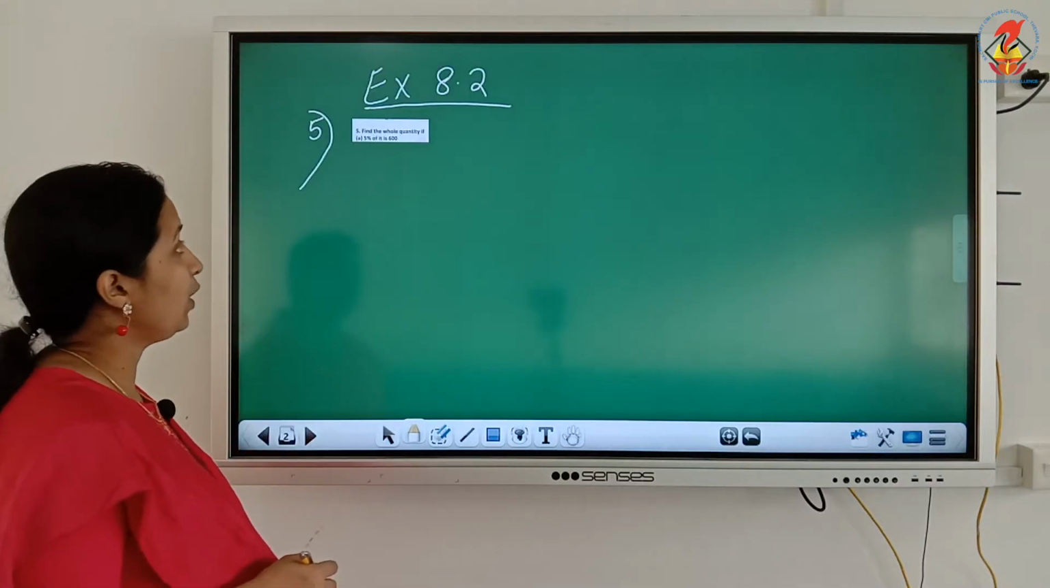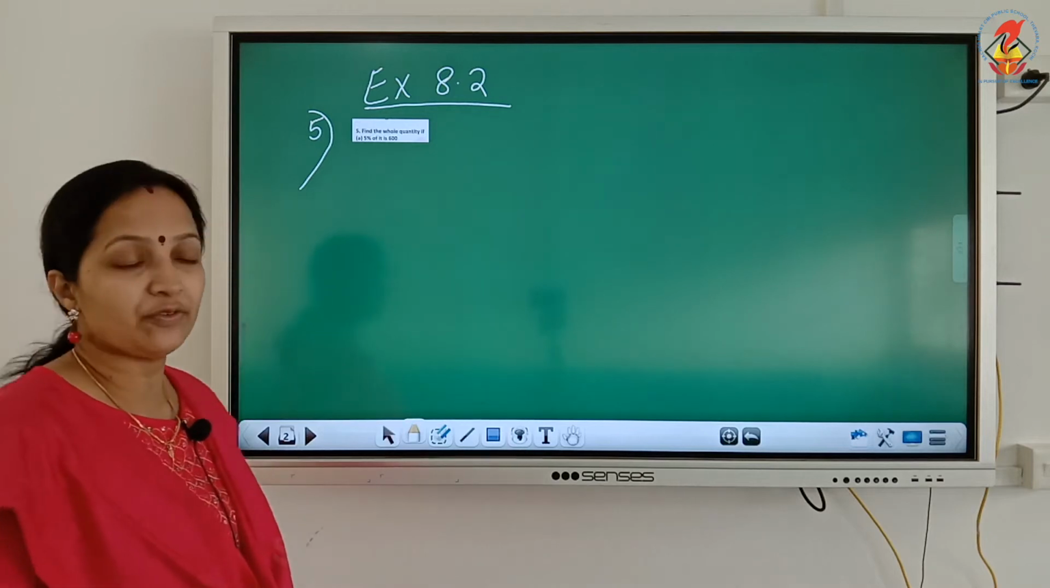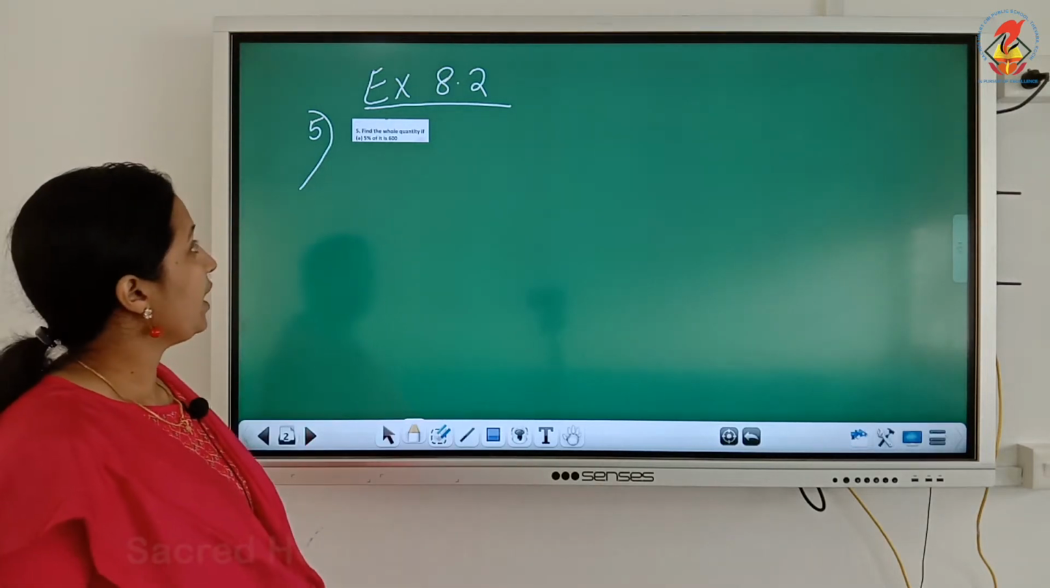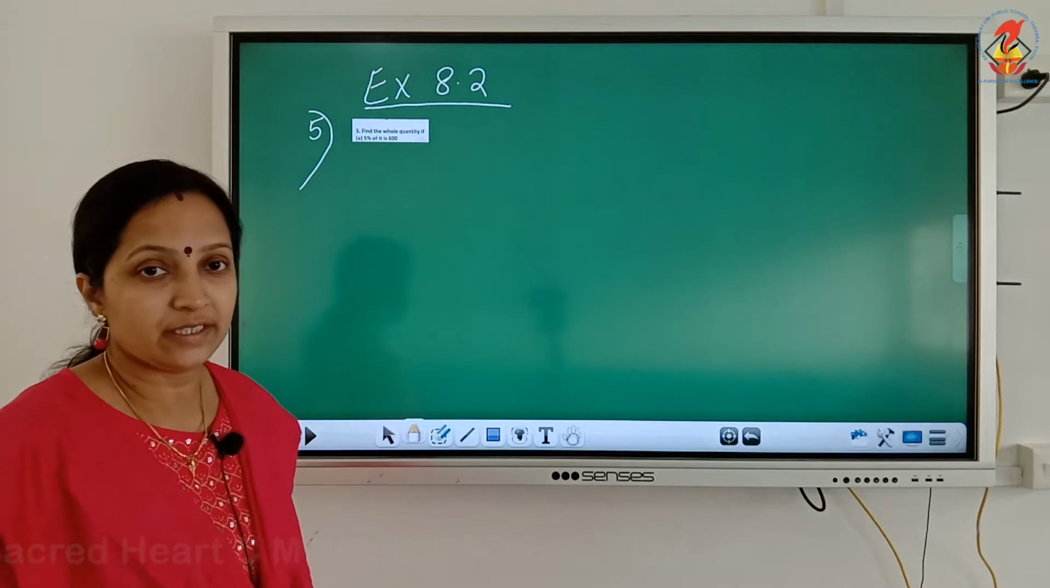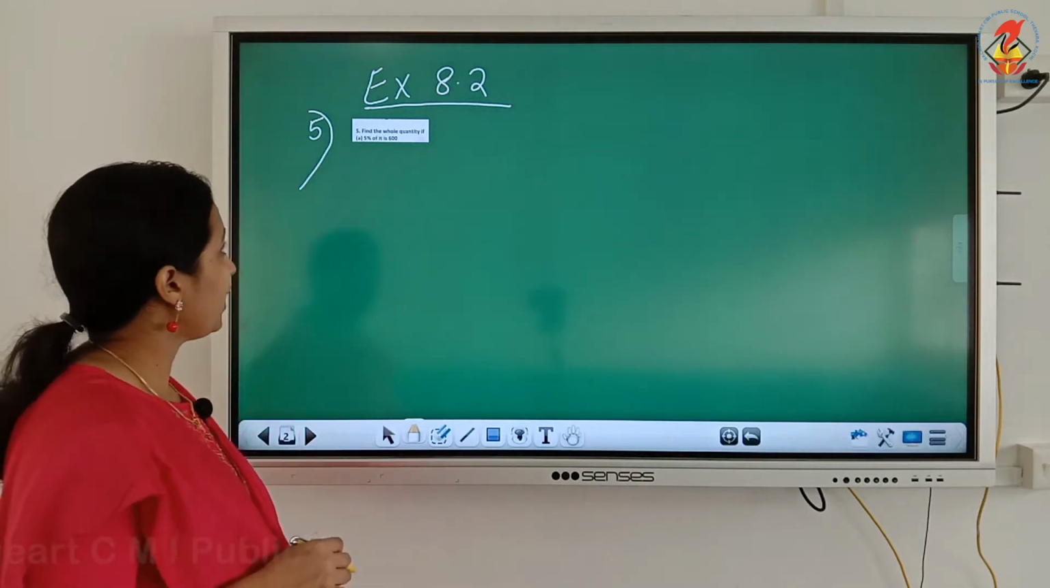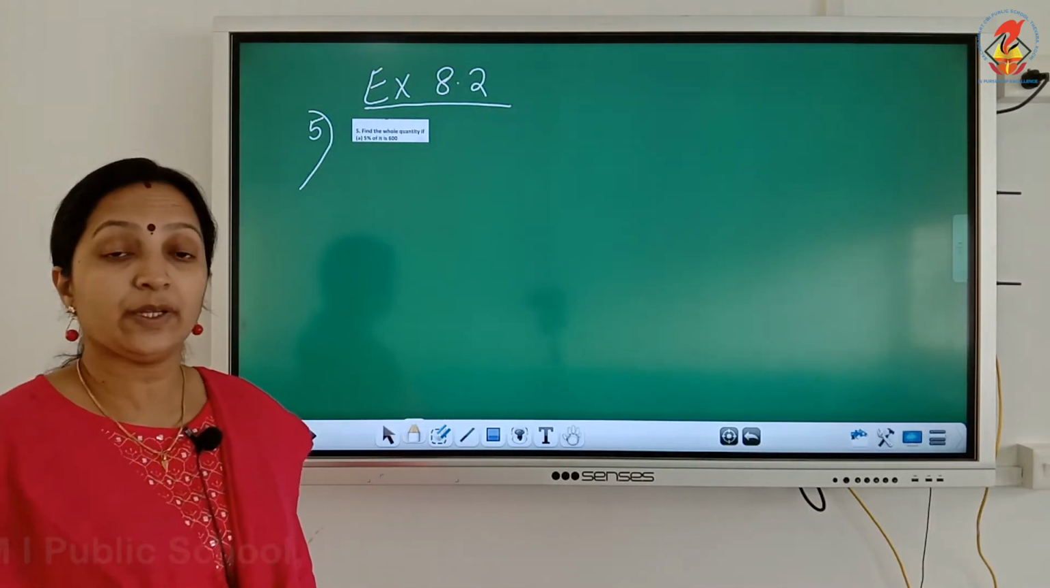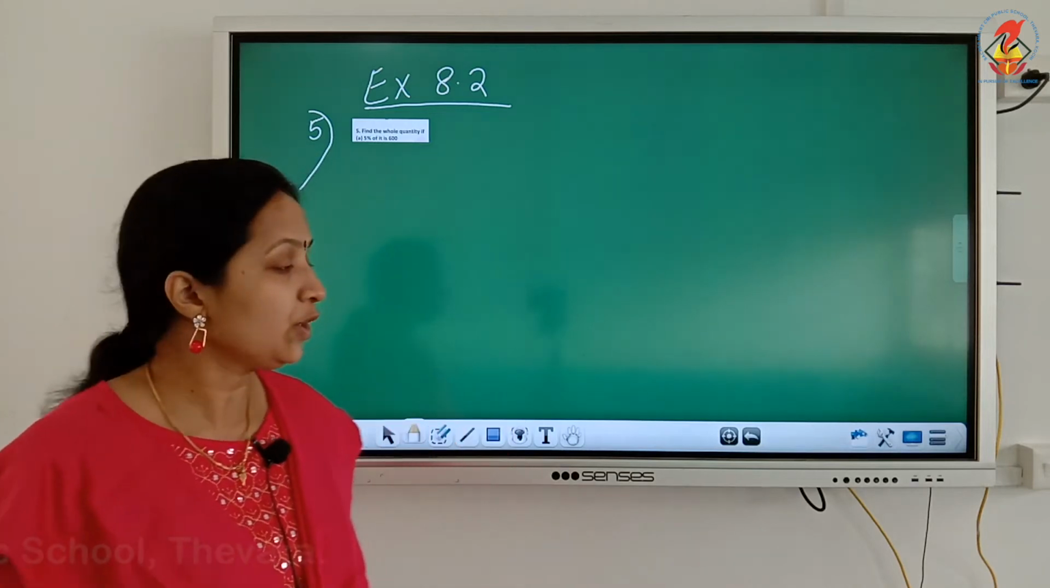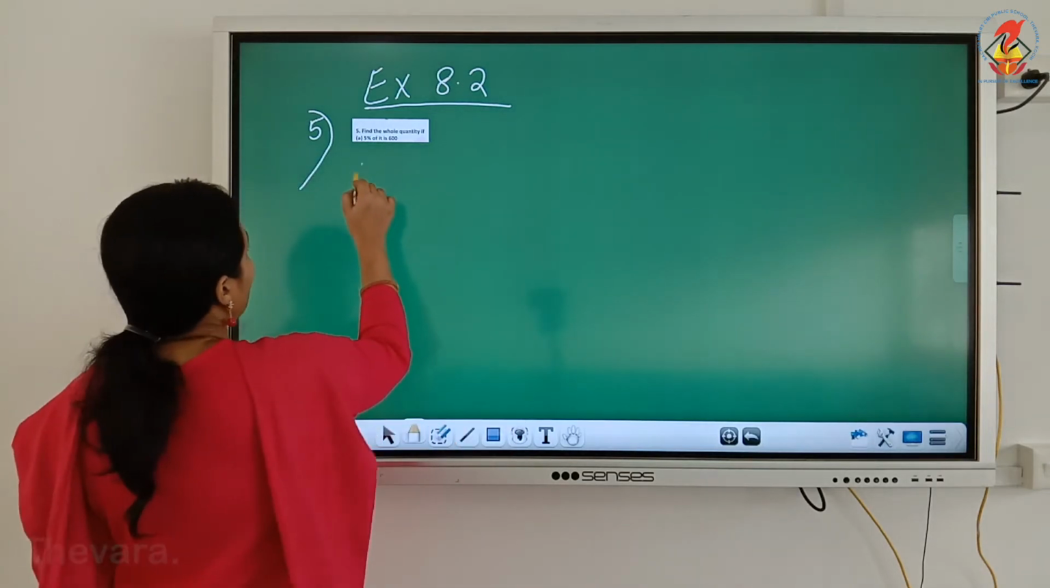Let us find the whole quantity if 5% of it is 60. We have to find the whole quantity, and what is given is that 5% of it is 60. We don't know what the whole quantity is. So what you have to do, children, is take the whole quantity as a variable.